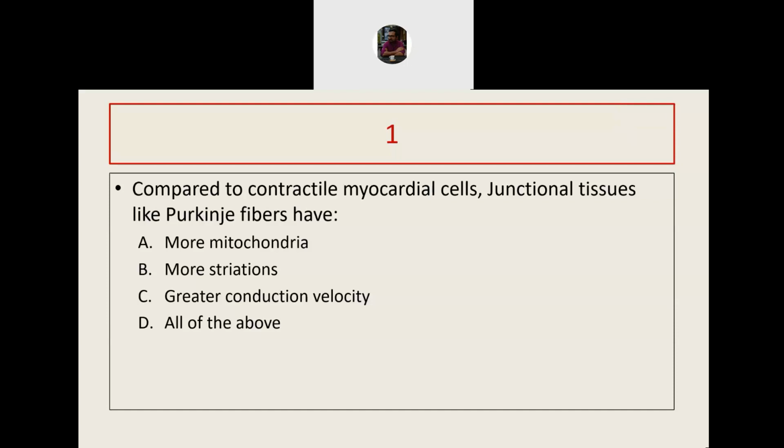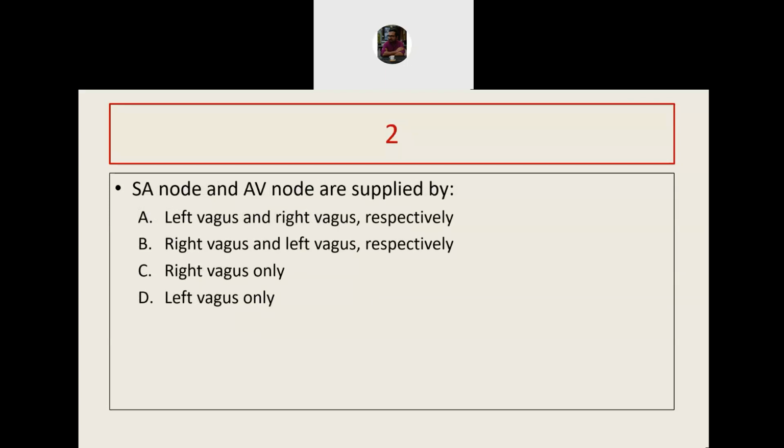The next question. SA node and AV node are supplied by: now, read the question carefully because the order matters. A, left vagus and right vagus respectively. B, right vagus and left vagus respectively. C, right vagus only. And D, left vagus only. Thank you for the response. We'll move on to the third question.